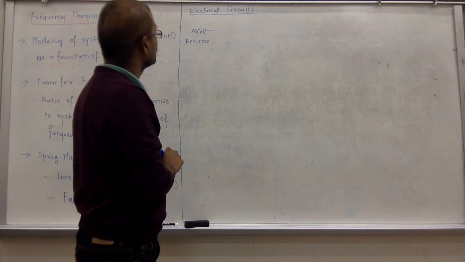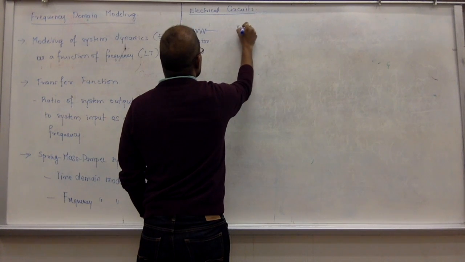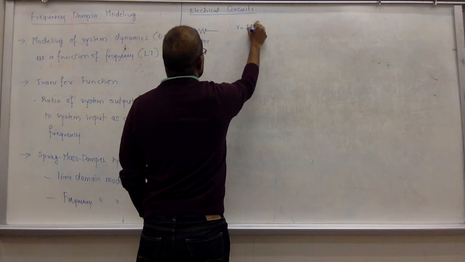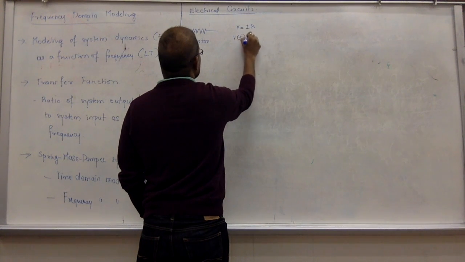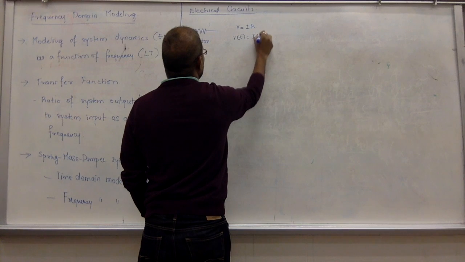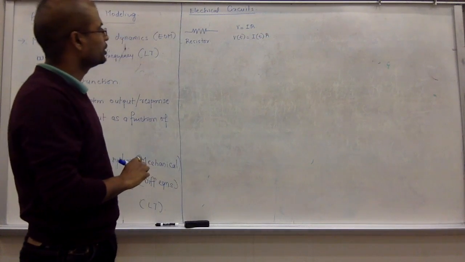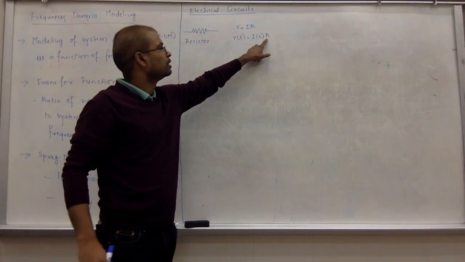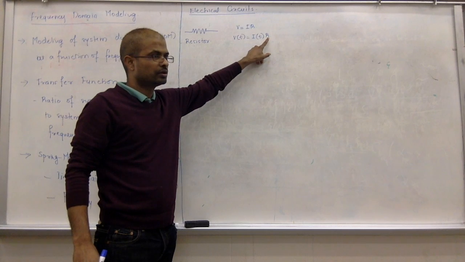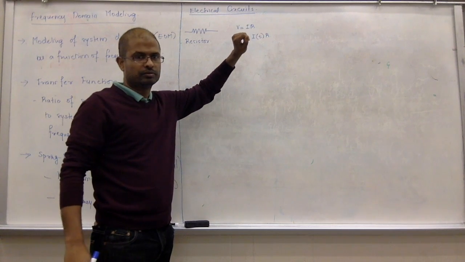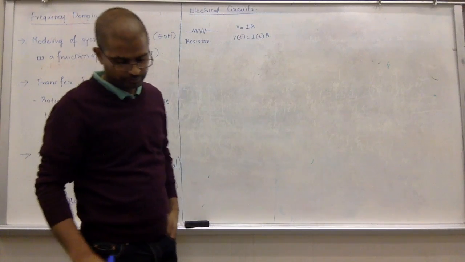What is the relationship you need to know? V is equal to IR, right? You have to understand here, this R is not a function of time. That is what makes it a time invariant system. That's what makes it a what? Time invariant, LTI. We call it LTI.